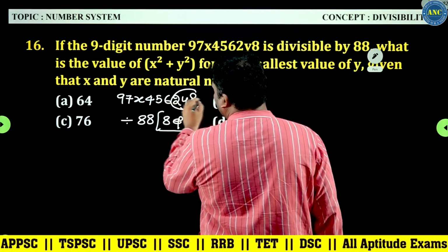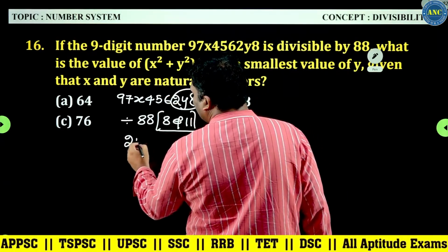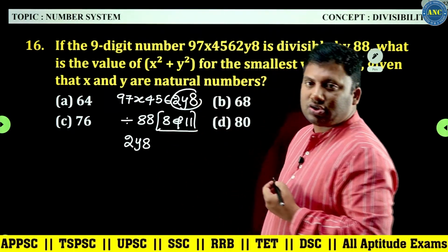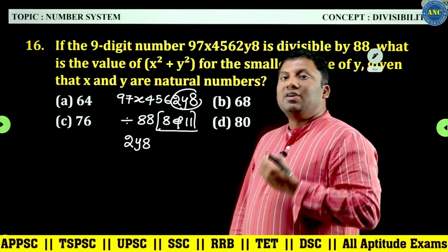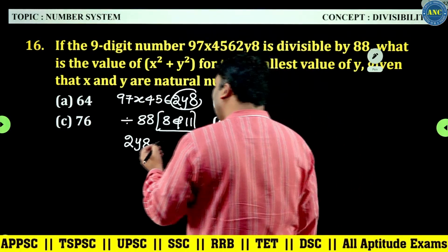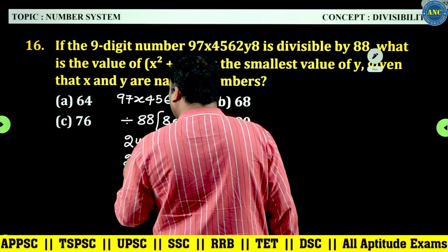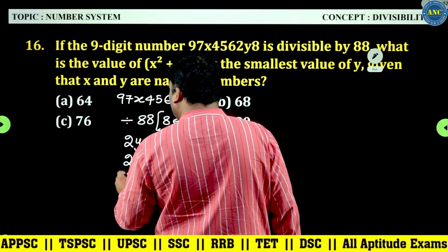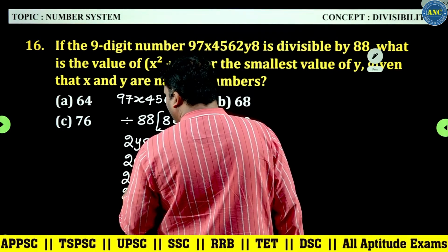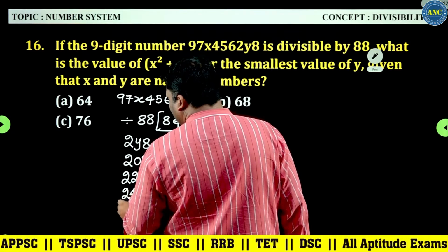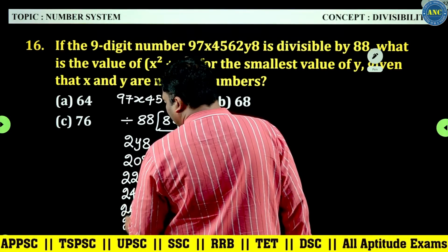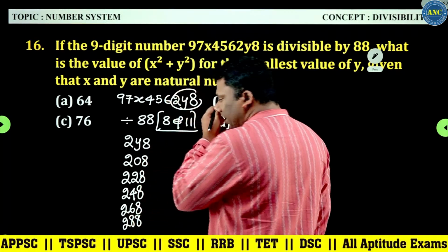The divisibility rule of 8 is that the last 3 digits should be divisible by 8. For the last 3 digits to be divisible by 8, first the last 2 digits should be divisible by 4. So the options are 208, 228, 248, 268 and 288.